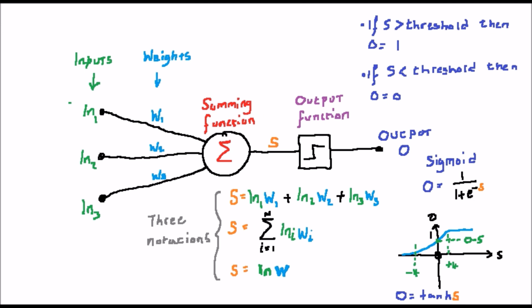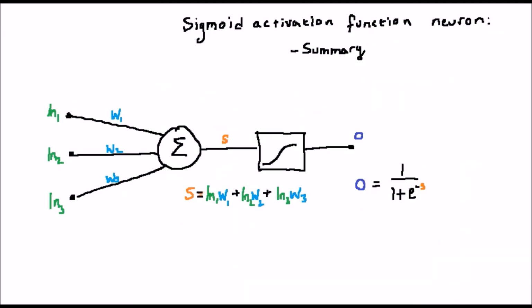A summary of the equations for the neuron is shown on the screen. And you might remember from the last video that these simple types of neurons, which are based on the McCulloch-Pitts models, are also often referred to as perceptrons.